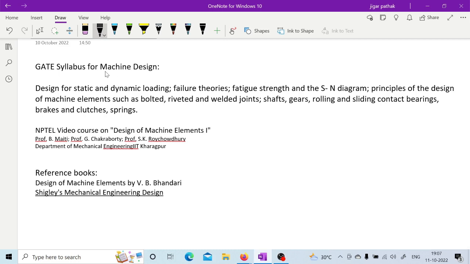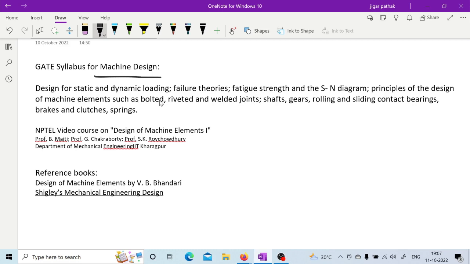Today we'll start with this new subject, as we discussed yesterday or last time. Here we will start with machine design, and if you see the syllabus of machine design, it is given like this in your GATE syllabus.